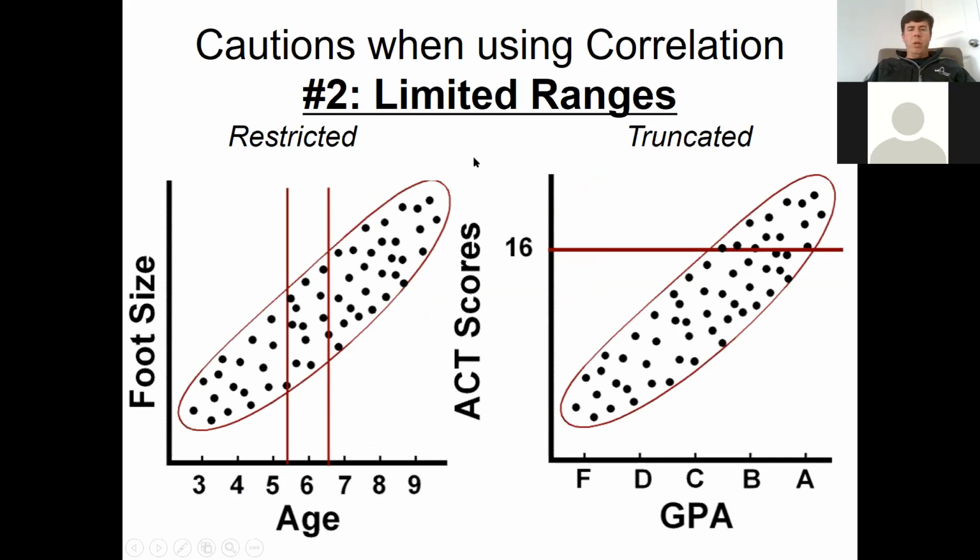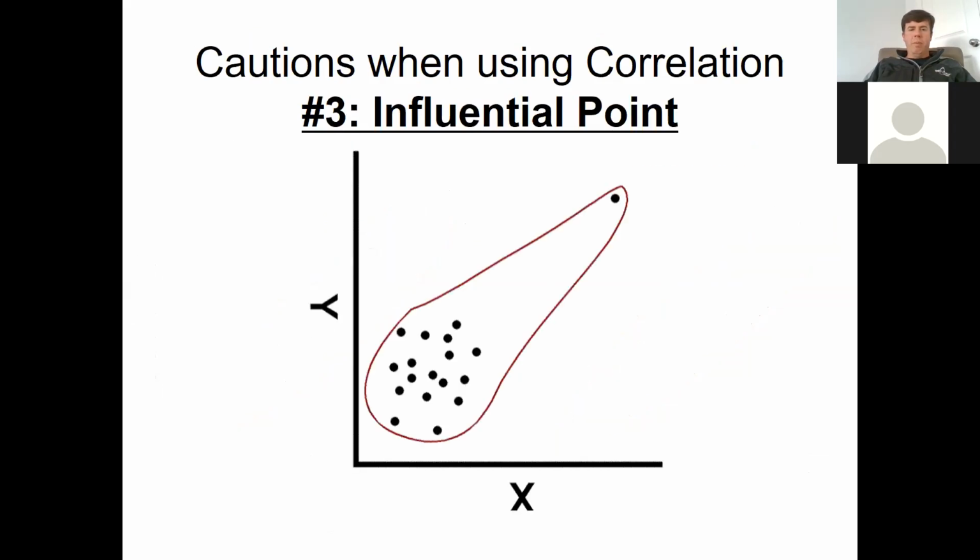But going from age 3 to 9, I get a strong relationship. And the same thing happens if you only look at the top part of your data. So that's another caution with correlations. You can't limit it. So I shouldn't do a big correlation study just looking at 17, 18-year-old students in our class. It would be better to look throughout the entire high school age range.